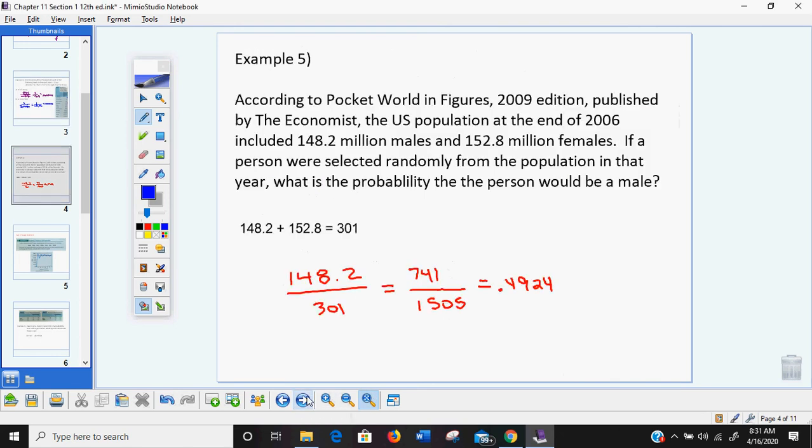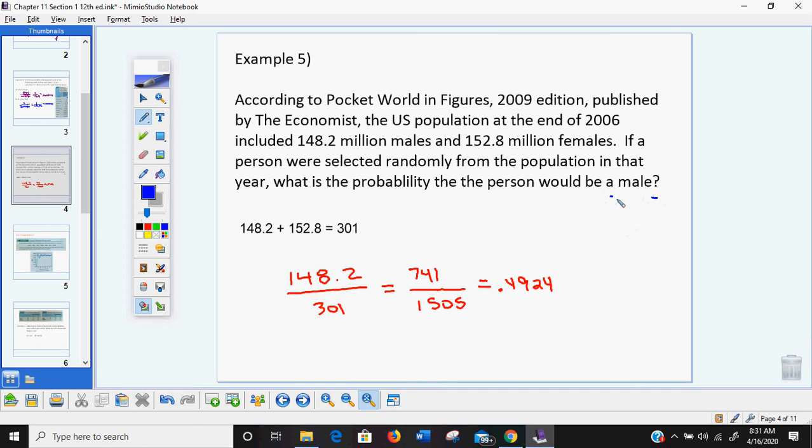Let's look at another one. Example 5 says, according to Pocket World in Figures, the 2009 edition, the population at the end of 2006 included 148.2 million males, 152.8 million females. If a person were selected randomly from the population in that year, what's the probability it would be a male? So we're looking for male here, okay?